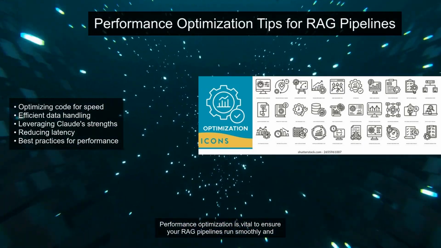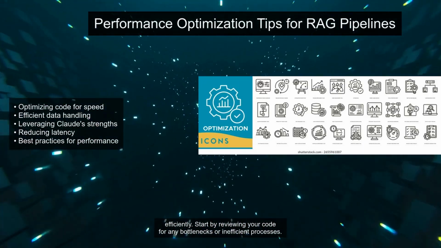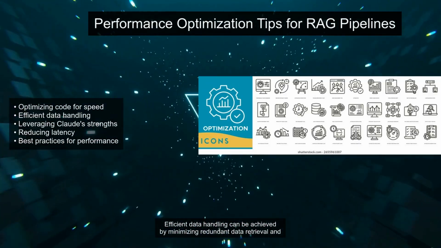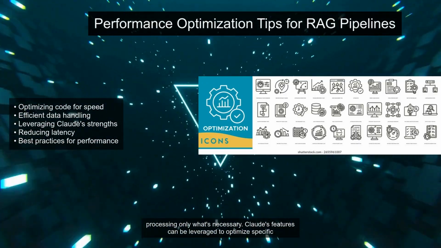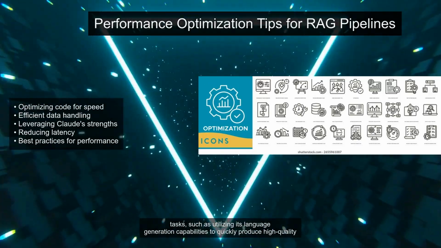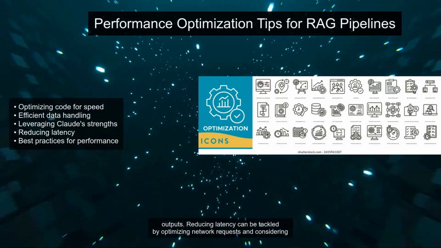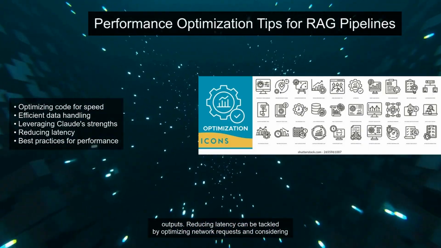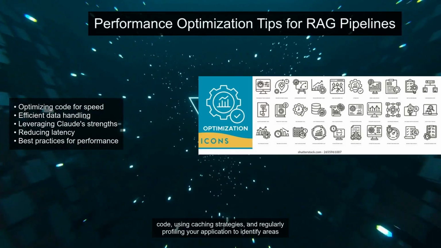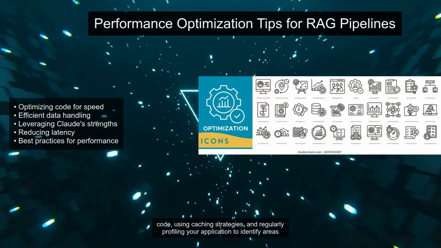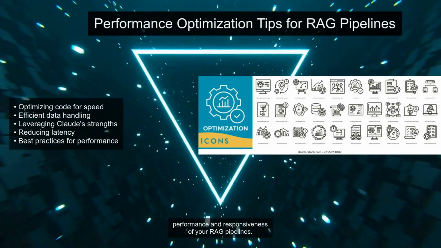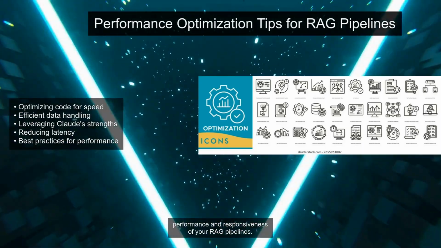Performance optimization is vital to ensure your RAG pipelines run smoothly and efficiently. Start by reviewing your code for any bottlenecks or inefficient processes. Efficient data handling can be achieved by minimizing redundant data retrieval and processing only what's necessary. Claude's features can be leveraged to optimize specific tasks, such as utilizing its language generation capabilities to quickly produce high-quality outputs. Reducing latency can be tackled by optimizing network requests and considering the use of asynchronous programming where applicable. Best practices include writing modular code, using caching strategies, and regularly profiling your application to identify areas for improvement. By focusing on these strategies, you can significantly enhance the performance and responsiveness of your RAG pipelines.